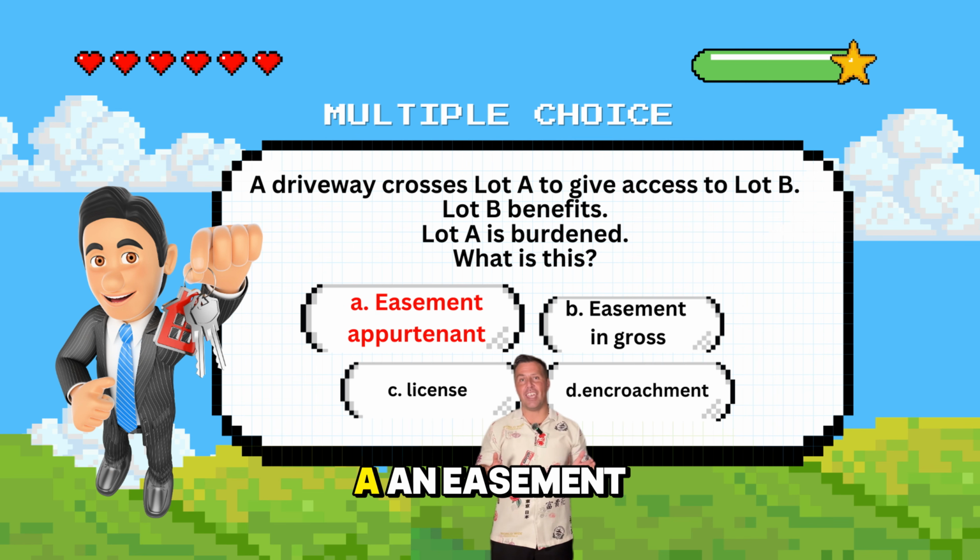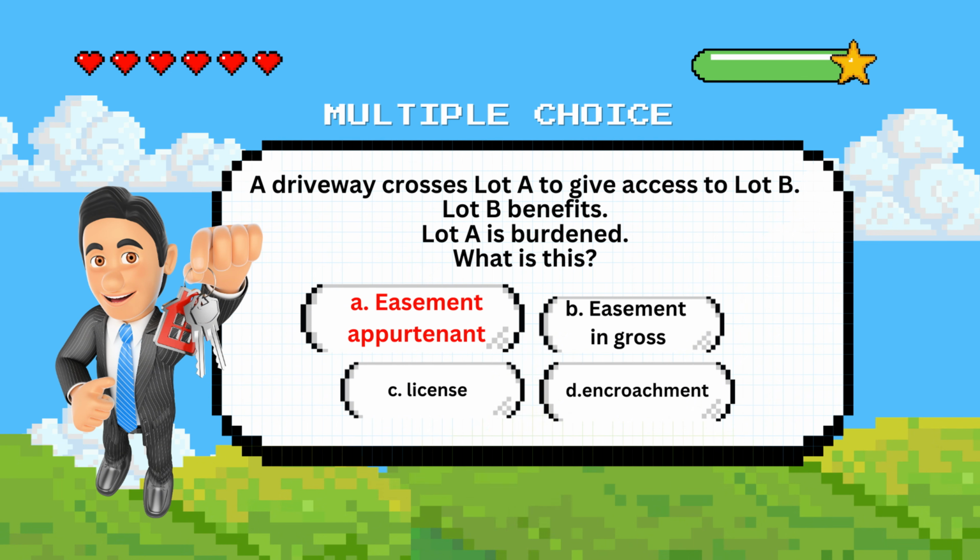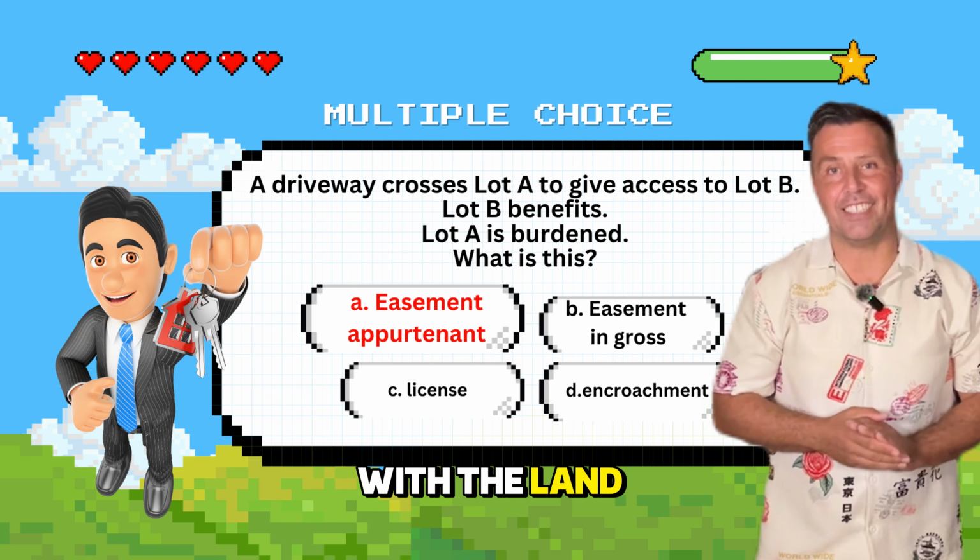The answer is A. An easement opportunity. It benefits one parcel and it burdens another. Remember, it runs with the land.